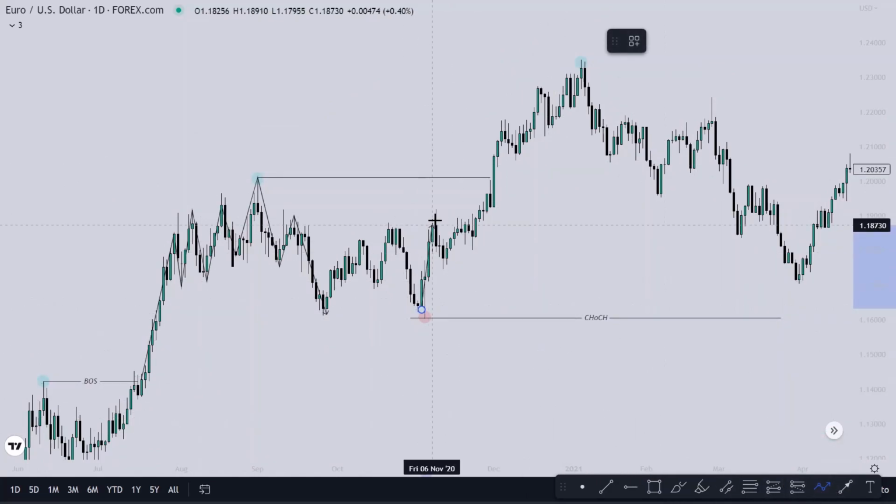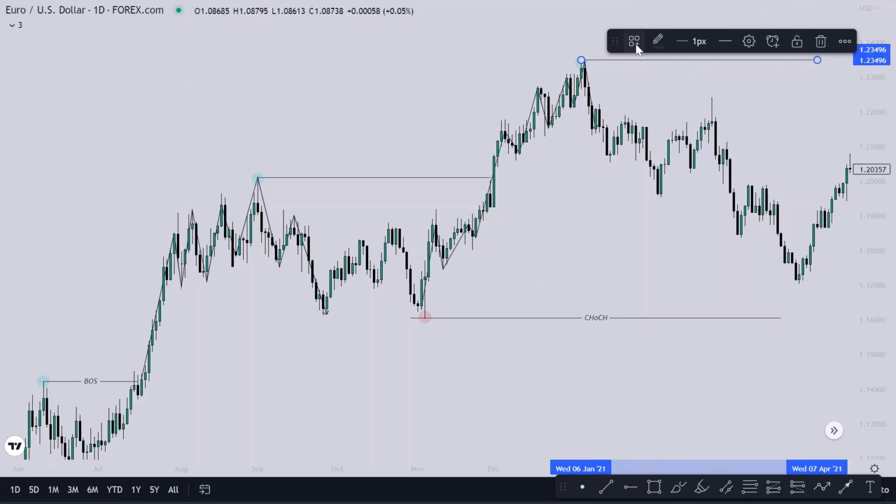So we went up, we had a pullback, we went up, we had a pullback, we went up, we had a pullback, we went up, we had a pullback, up, and a pullback right here. This is a significant pullback. We went up, and then we broke the last pullback, which means that this is our high right here. This is our high. And then breaking this high is our break of structure.